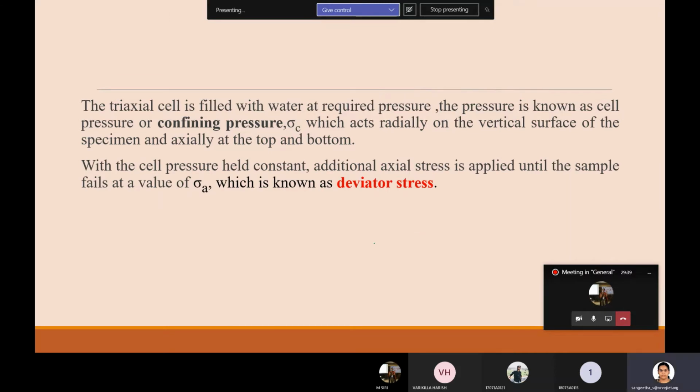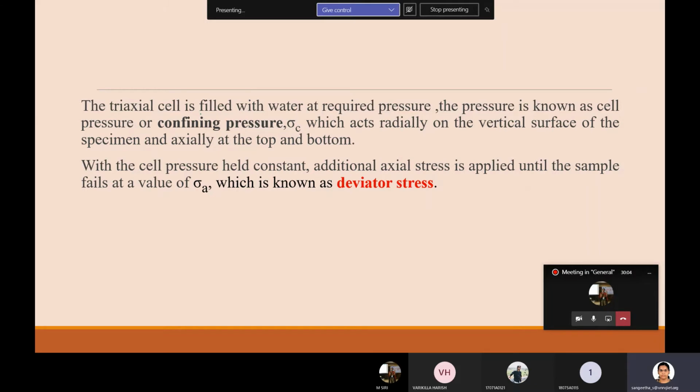Once the cell pressure is achieved up to your desired level, suppose you wish to simulate a cell pressure or confining pressure of 100 kPa, which was there in the field condition also, then just increase it up to that pressure. You will have a pressure gauge, and on the pressure gauge you can see the reading. Once you have achieved that, keep it constant, then close the valve.